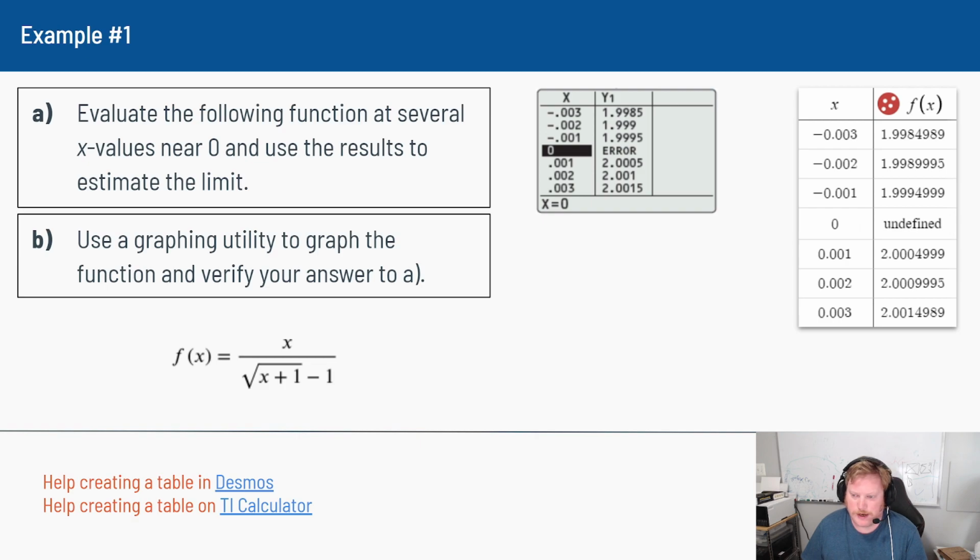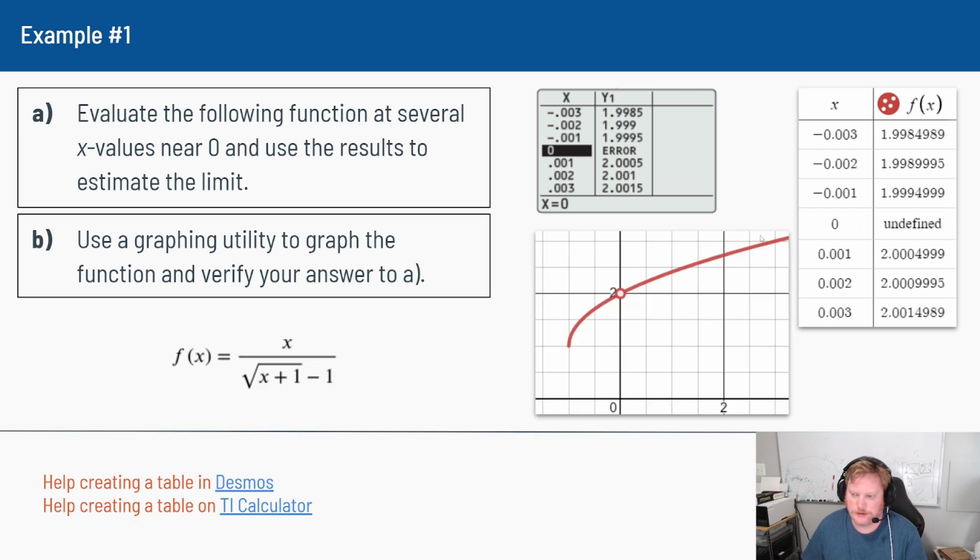Now graphing the function, we can see that from both the left and the right side, the function does appear to be approaching 2, but the value at 0 doesn't exist.